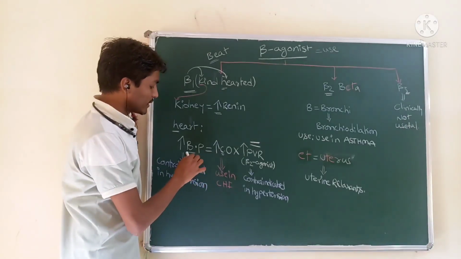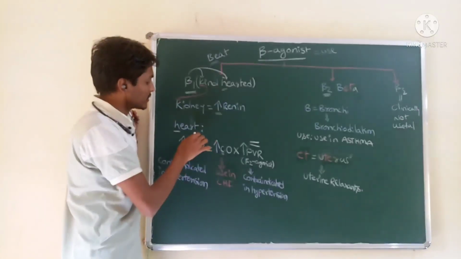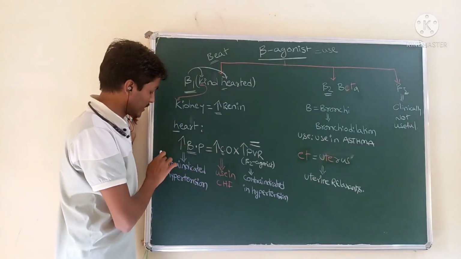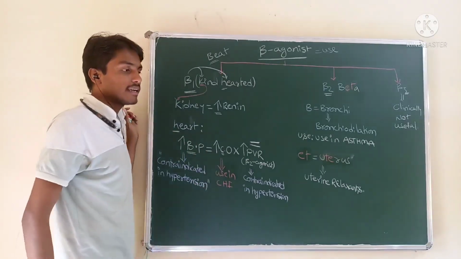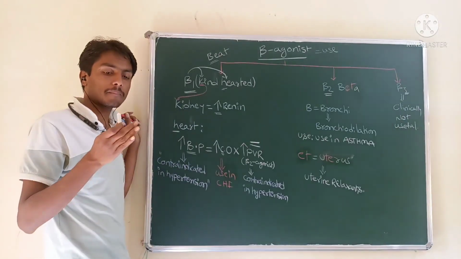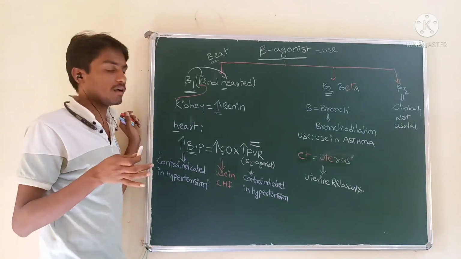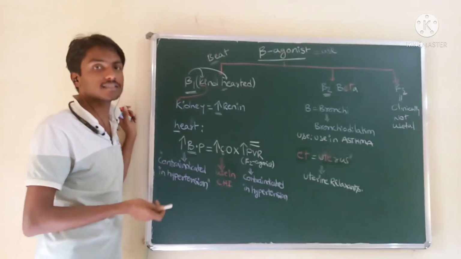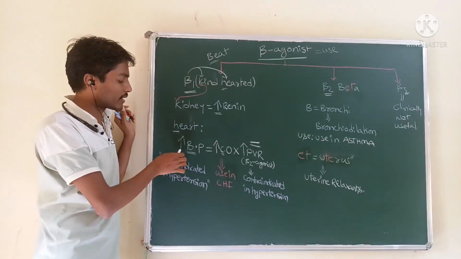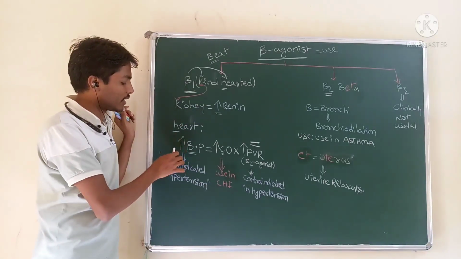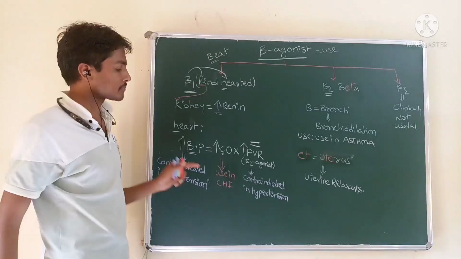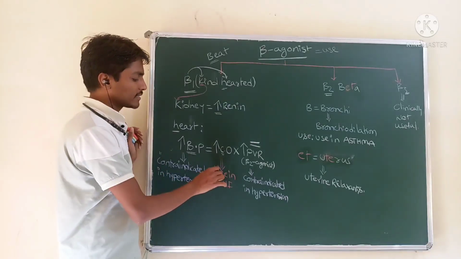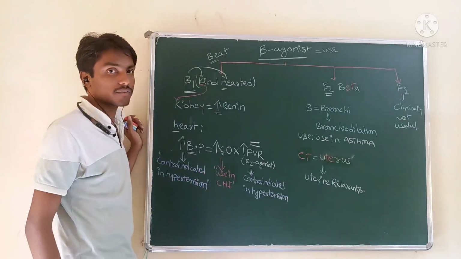See, beta 1 receptor present on the heart increases the blood pressure. Hence we need to contraindicate it in hypertension. In hypertension, blood pressure is already high, so if we give a beta 1 agonist, it will further increase the blood pressure. Hence we need to contraindicate this beta 1 agonist in hypertension. But where we can use this beta 1 agonist is in CHF, congestive heart failure.